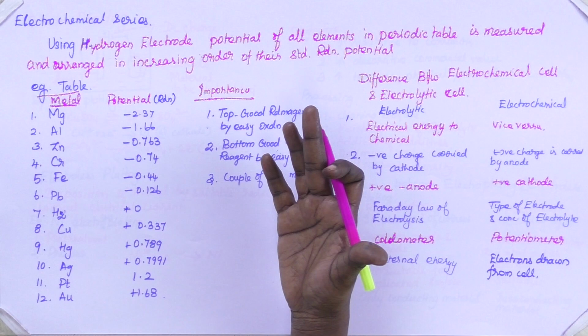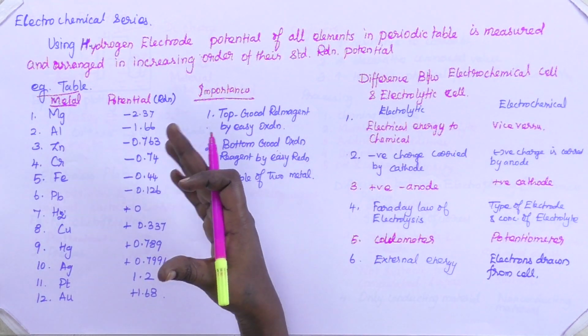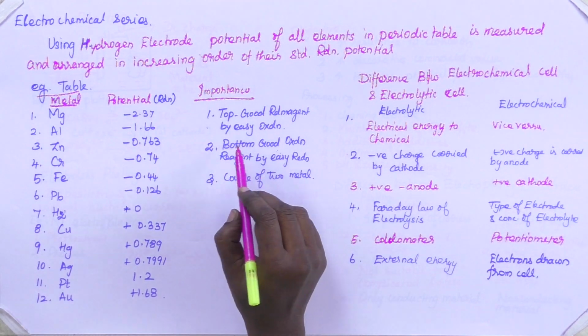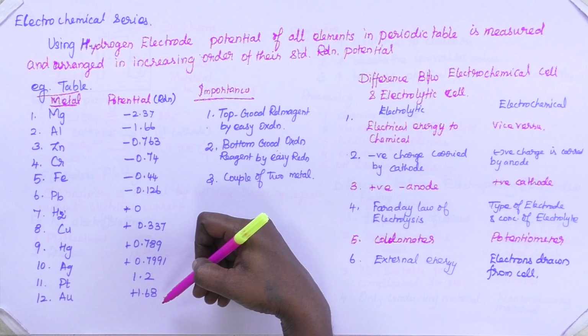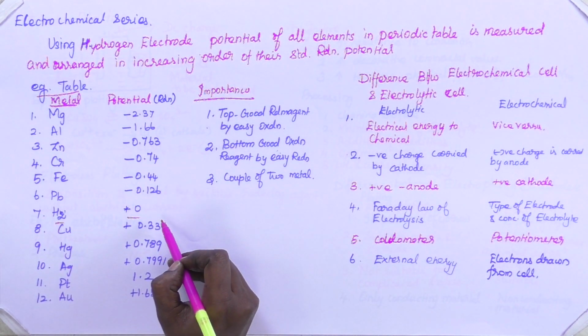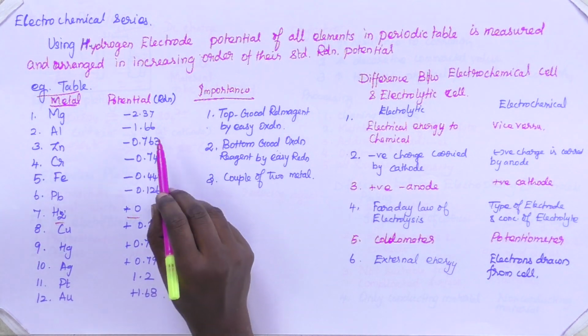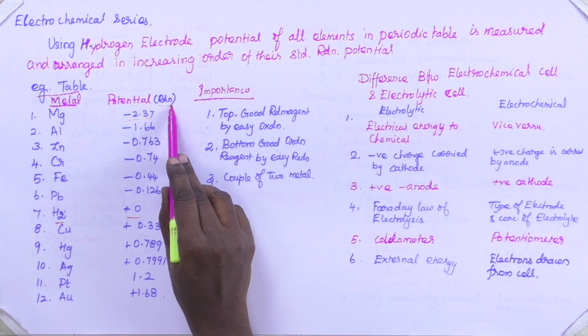Then what is the importance of having this potential? What ideas can we get from this table? That we have to discuss now. By placing the highest negative at the top and the highest positive at the bottom, and in the center is hydrogen, whose potential is 0, we can understand which one has the highest negative reduction potential.